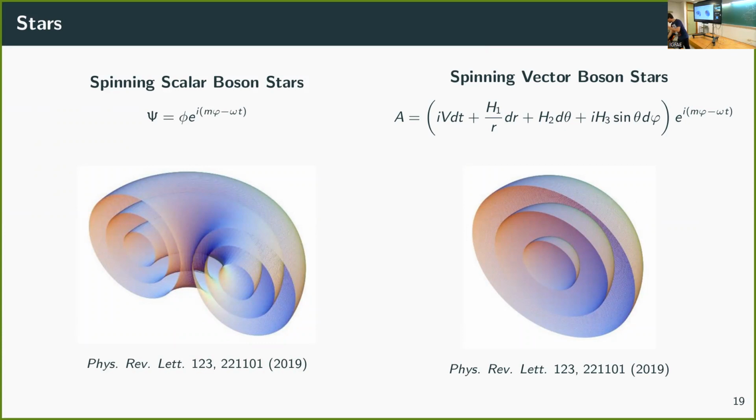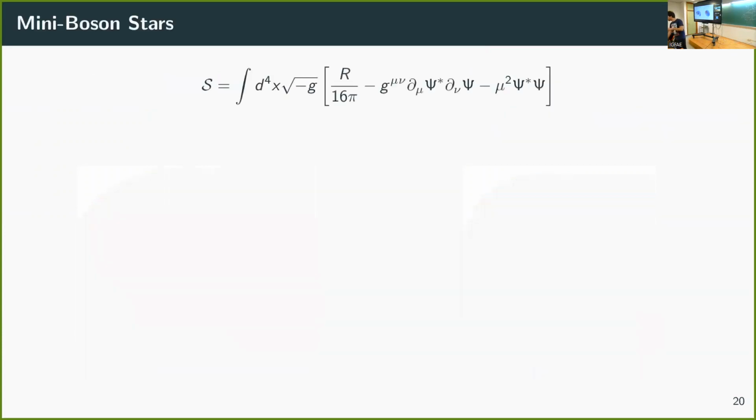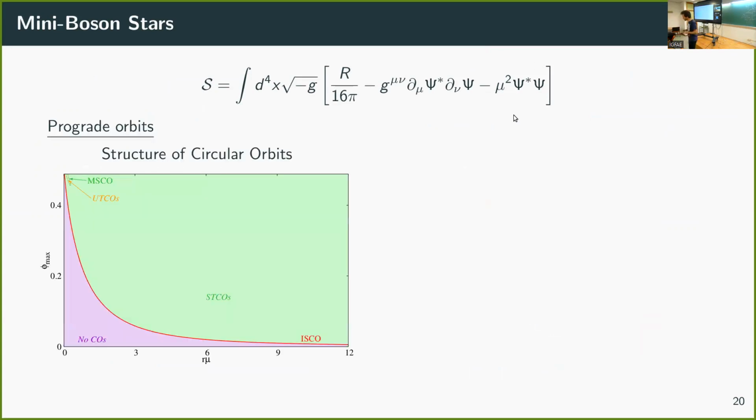Regarding the first class of stars, I will mention 2 families. The first one is the mini-boson stars. They are the solution of the Einstein-scalar theory, where we have a scalar field that is complex and massive. Now what I'm showing you is the structure of circular orbits for the prograde, so co-rotating, case. This diagram appears to be a bit tricky to understand at first, but let me explain a bit.